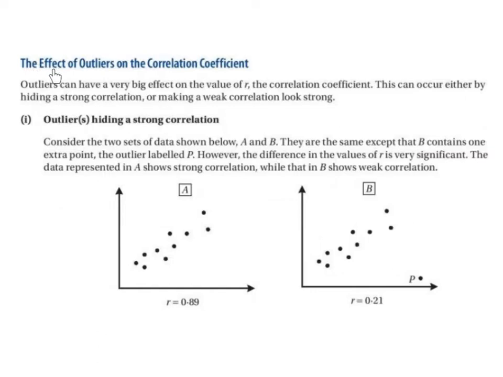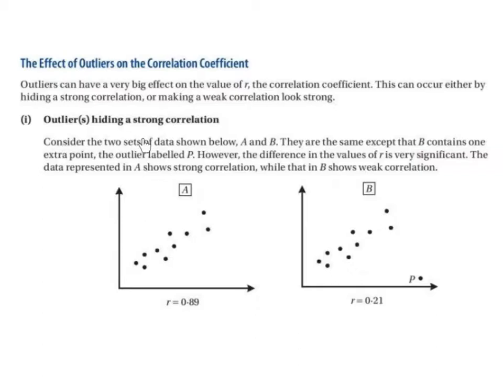The effect of outliers on the correlation coefficient. Outliers can have a very big effect on the value of R, the correlation coefficient. This can occur either by hiding a strong correlation or making a weak correlation look strong. So let's first of all have a look at outliers hiding a strong correlation.